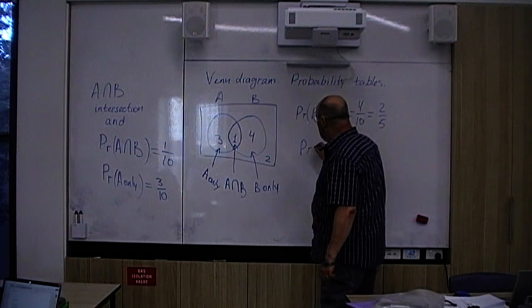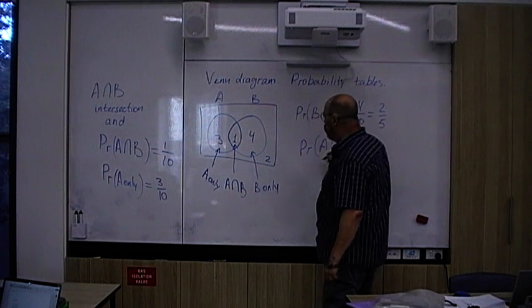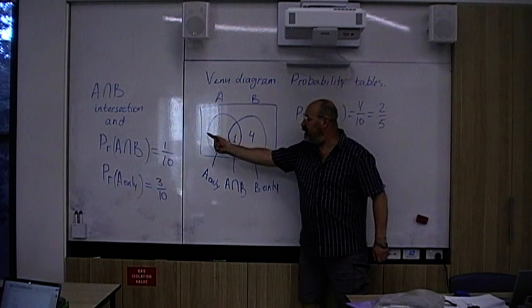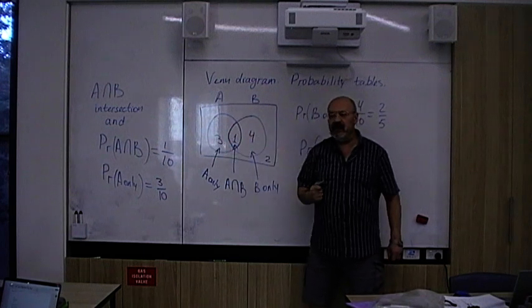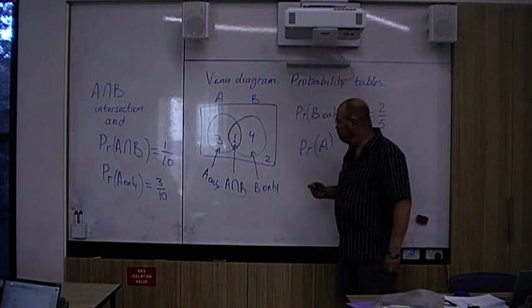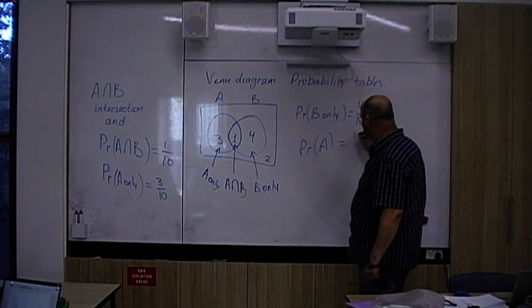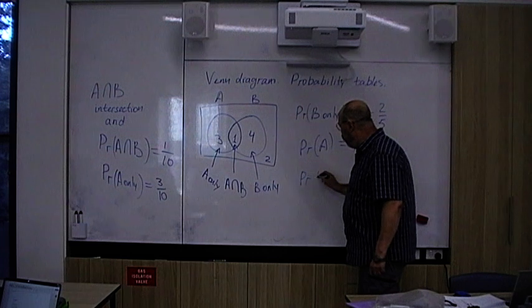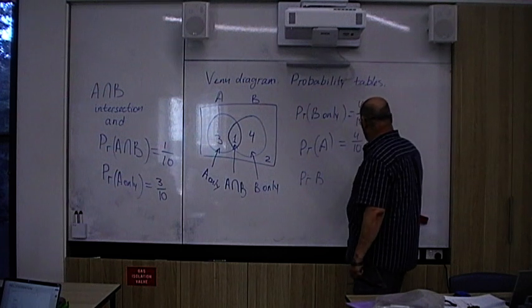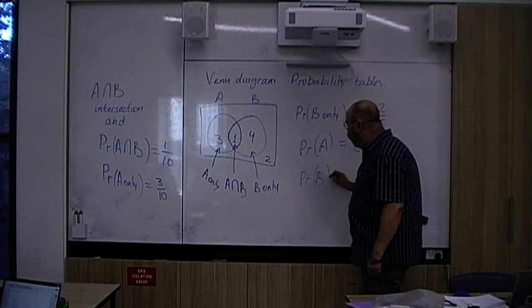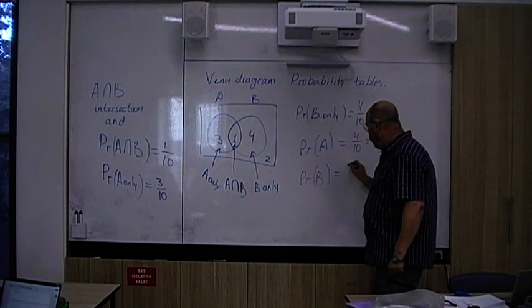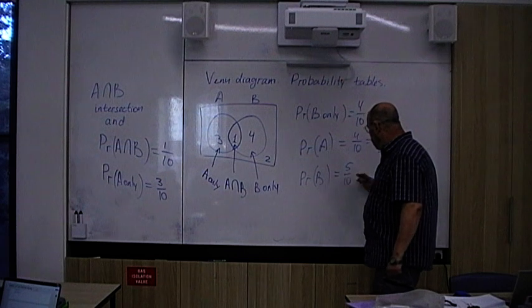What is the probability of A? When you say probability of A, we're talking about everything that is in A. How many do we have in A in total? 4. So the probability of A is 4/10, which is 2/5. Probability of B: how many do we have altogether in B? 5, so 5/10 or 1/2.